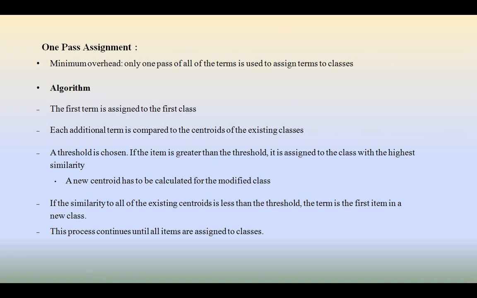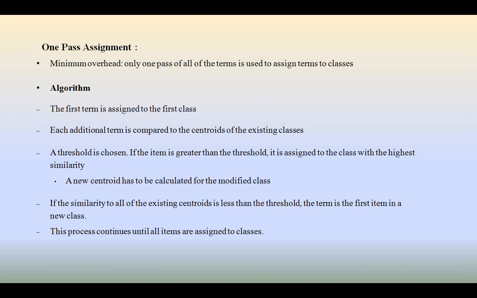Okay, the first term is assigned to the first class. Each additional term is compared to the centroids of the existing classes. A threshold is chosen. If the similarity is greater than the threshold, the term is assigned to the class with the highest similarity. A new centroid has to be calculated for the modified class. If the similarity to all the centroids is less than the threshold, then the term is the first item in a new class. This process continues until all the items are assigned to a class.